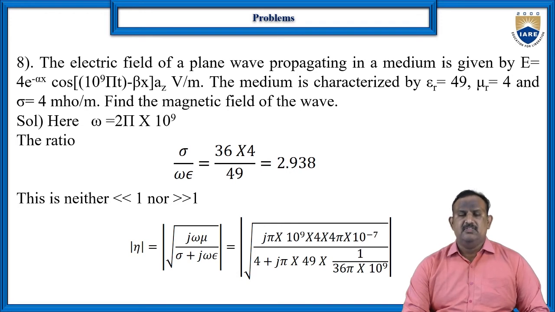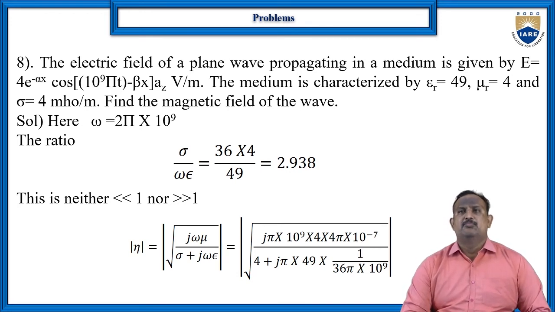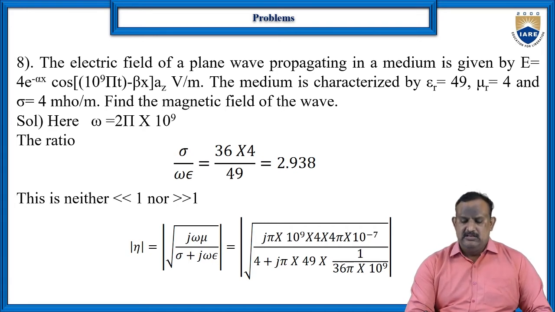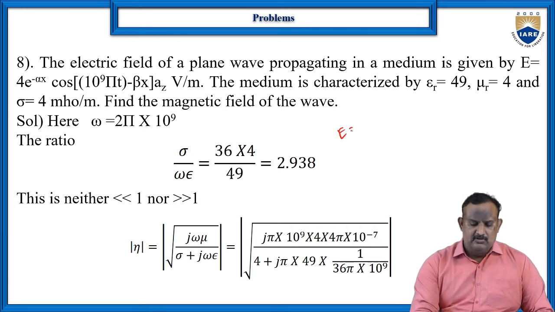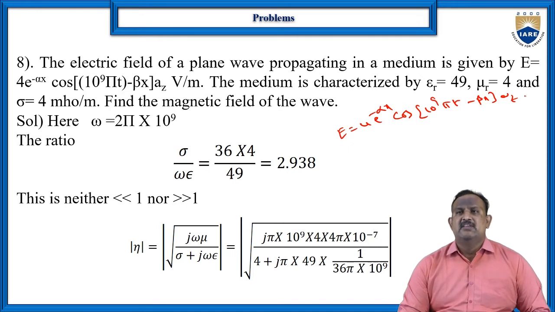Next problem. The electric field of a plane wave propagating in a medium is given by E is equal to 4 e power minus alpha x into cos of (10 power 9 pi t minus beta x) az. Here the medium is characterized by epsilon r equal to 49, mu r equal to 4, and sigma equal to 4 mho per meter. So find the magnetic field of the wave.